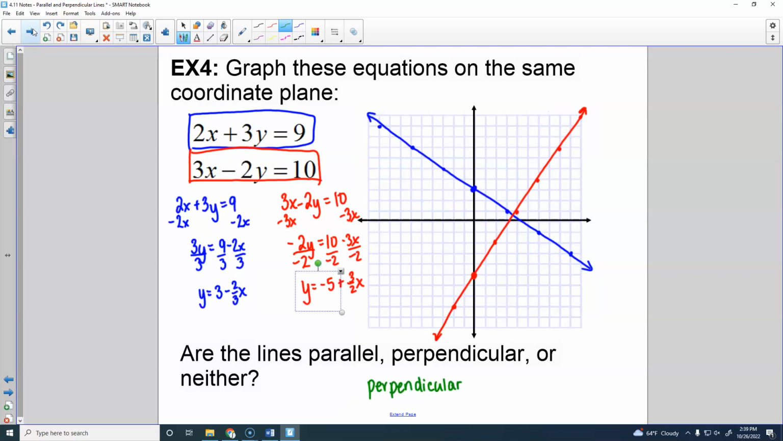All right. 4, you actually have to solve these for y. So for the blue graph that I have here, when I get it solved for y, I get y equals 3 minus 2/3 x. And so that's this blue graph right here. And then for the red graph, I get y equals -5 plus 3/2 x. And that's this red graph here. Parallel, perpendicular, or neither? Perpendicular.